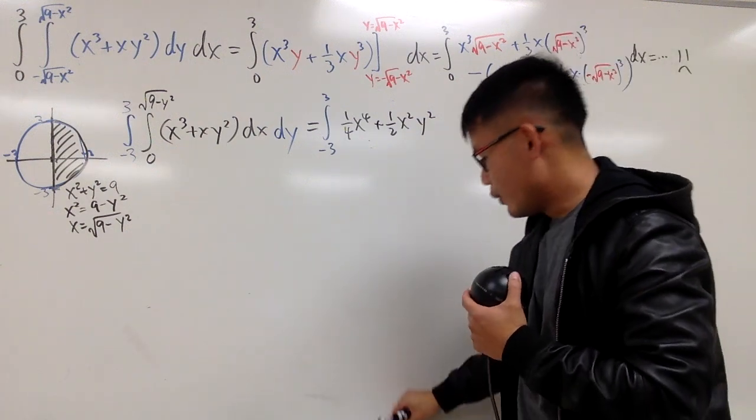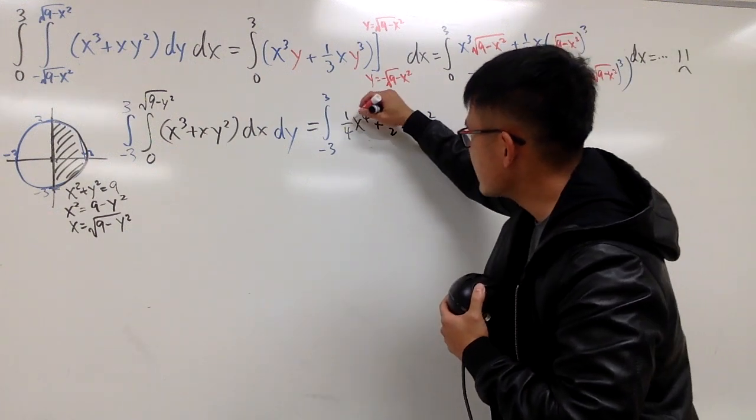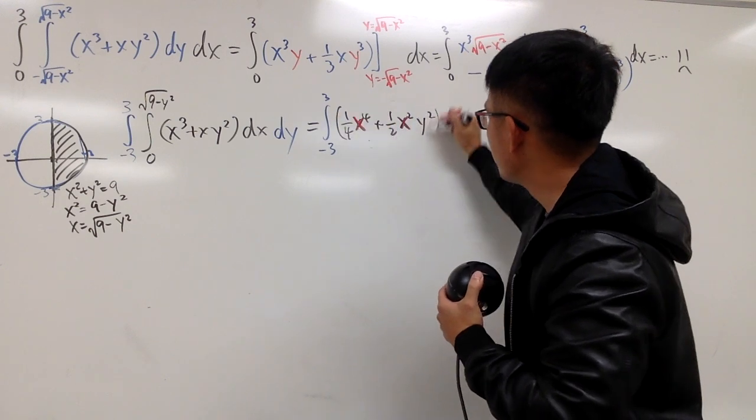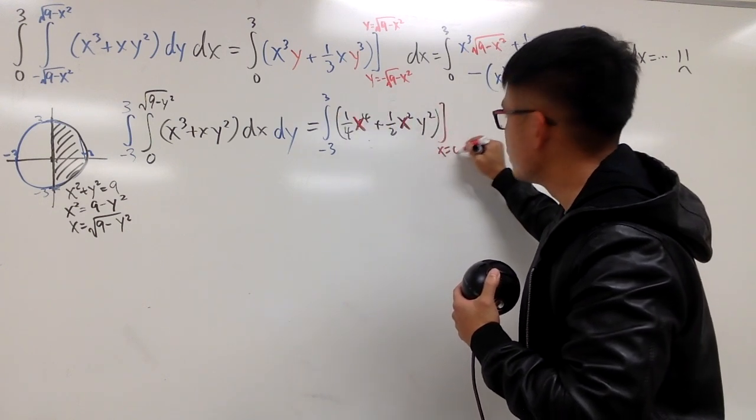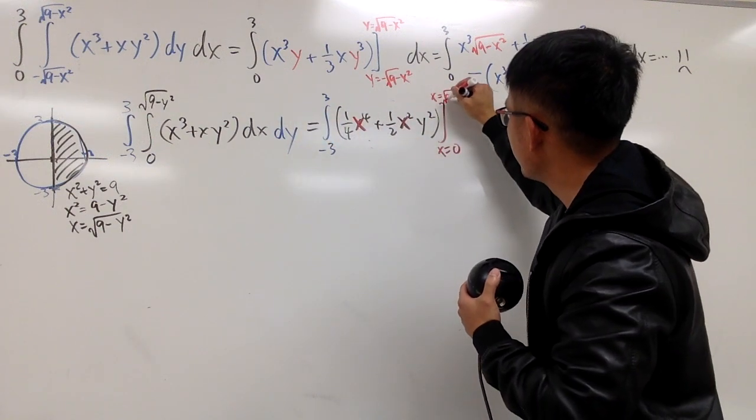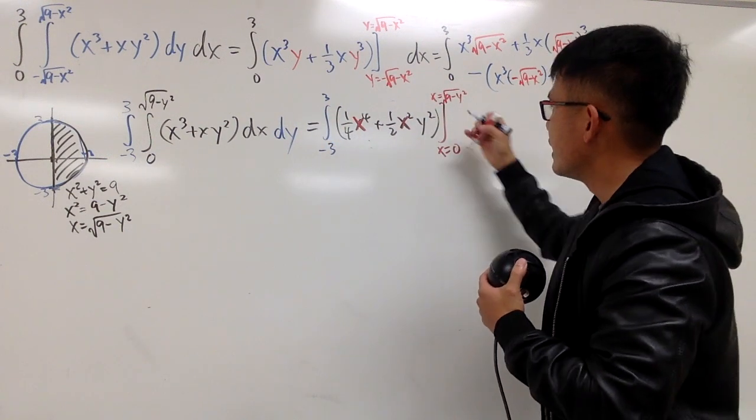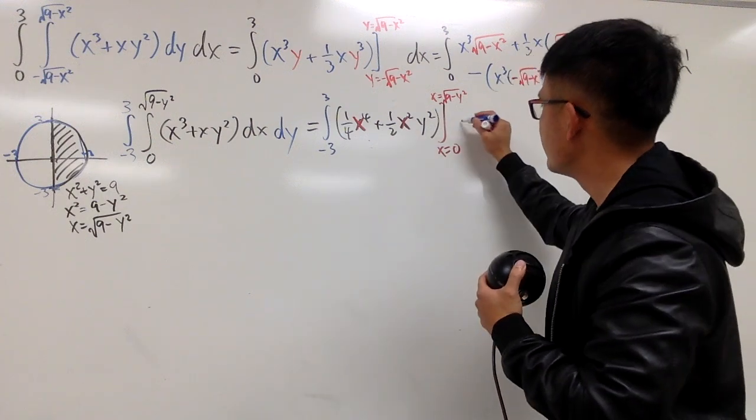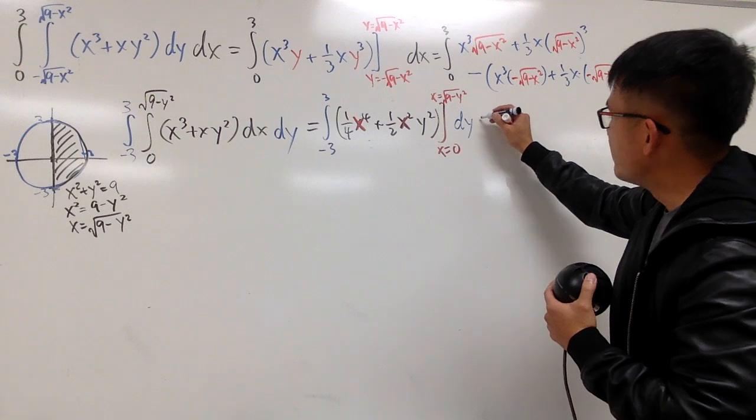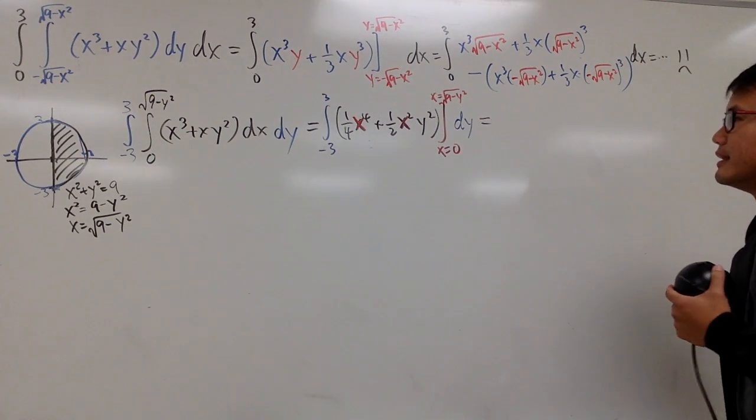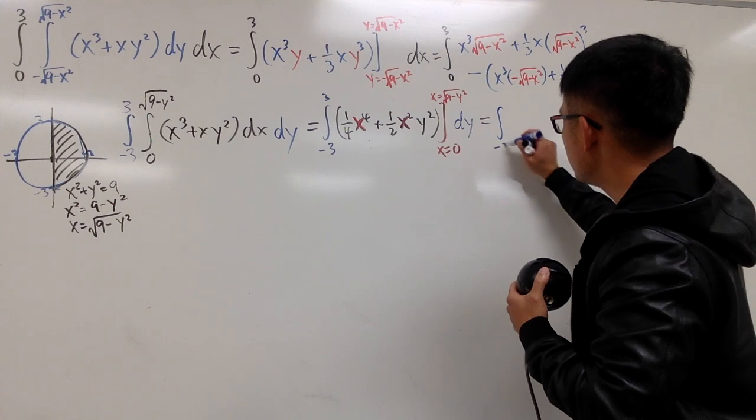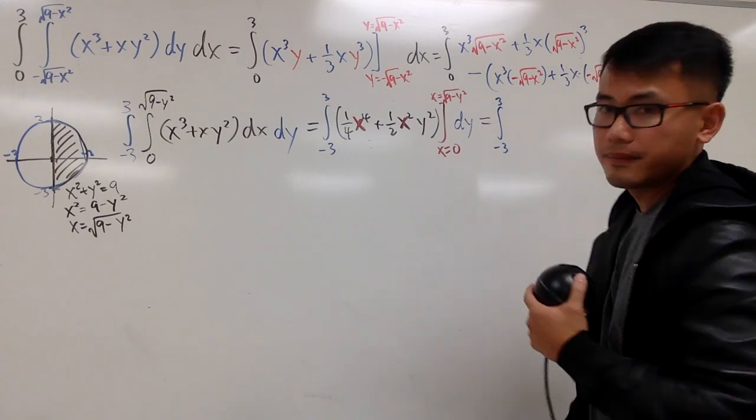And this time, we are going to pay attention to the x, okay? Because now we have to plug in x is equal to 0, and then x is equal to that, which is the square root of 9 minus y squared. And then in the end, of course, we still have to have the dy. This is actually much better. Okay, so for the dy, we still have the blue integral. So let's put this down, -3 to 3.